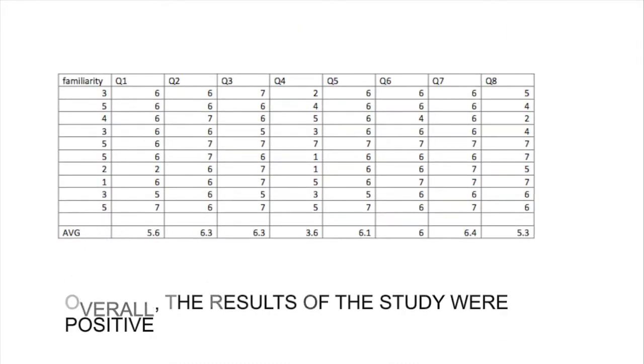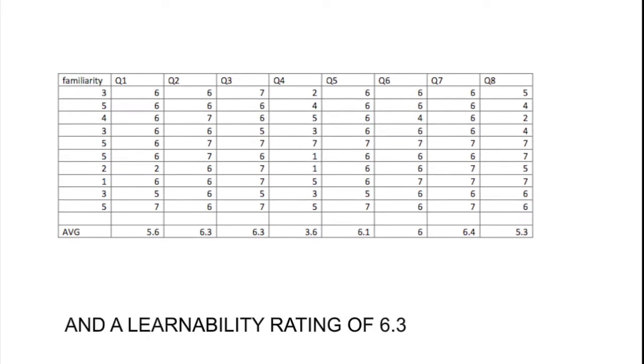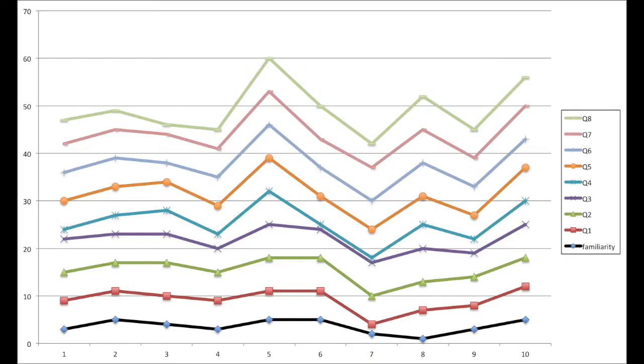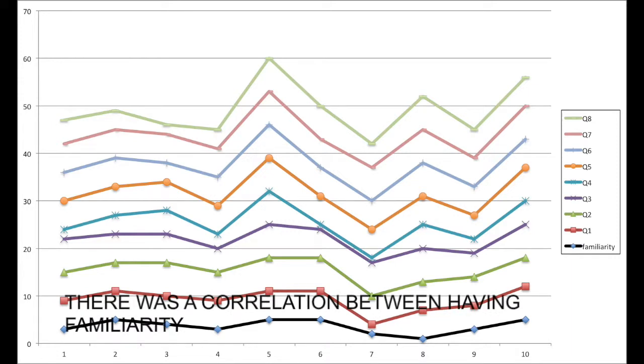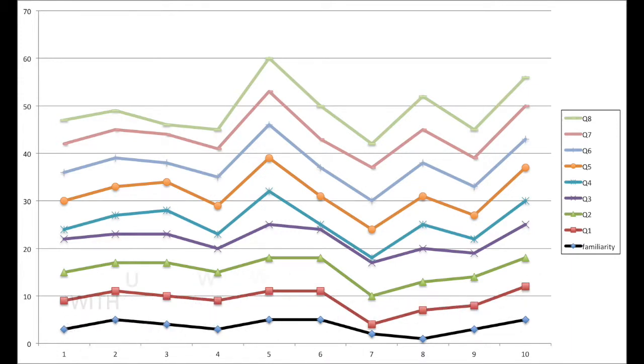Overall, the results of the study were positive, with an average ease of use rating of 5.6 and a learnability rating of 6.3. There was a correlation between having familiarity with Glass and how high the user rated the system, with users who were more familiar with the device giving higher ratings overall. Some comments that we took note of were false triggering of the menu with ambient noise and overheating.